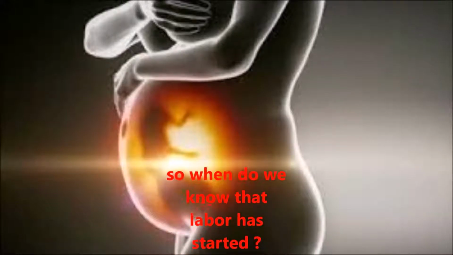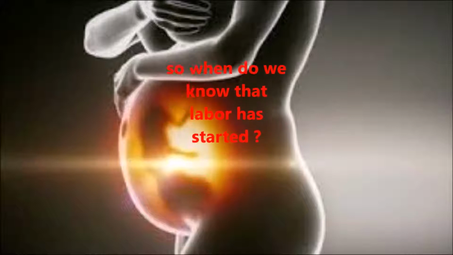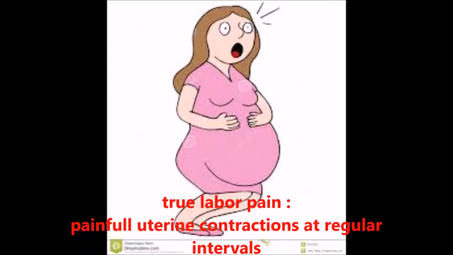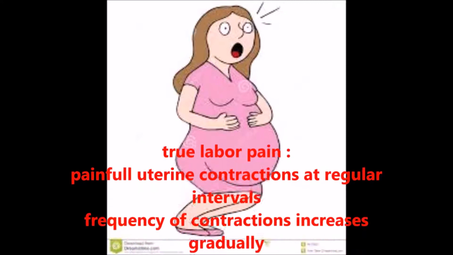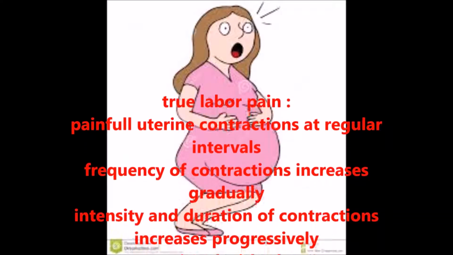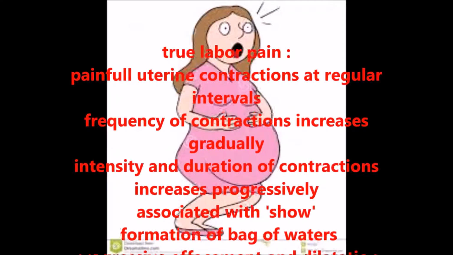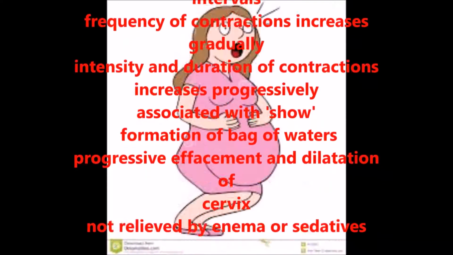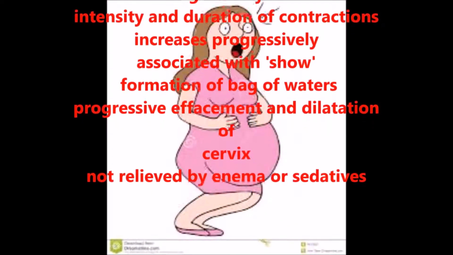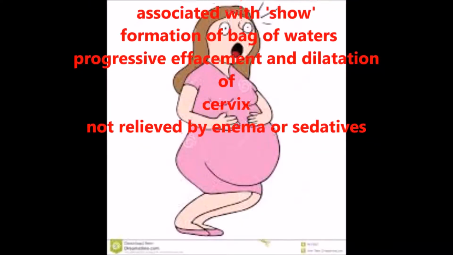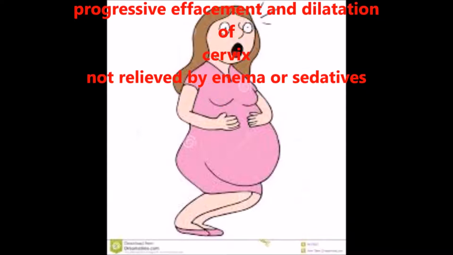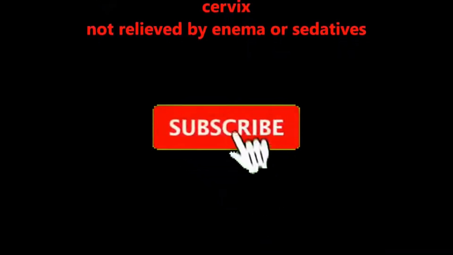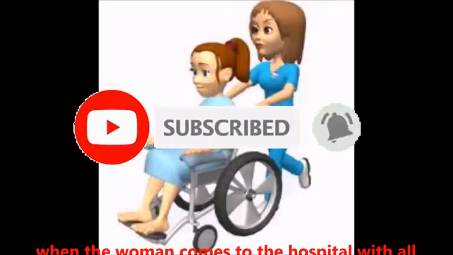So, when do we know that the labor has started? The first and foremost sign is labor pain. A true labor pain is characterized by painful uterine contractions at regular intervals. The frequency of the contractions increases gradually. Intensity and the duration of the contractions increase progressively. It is associated with vaginal discharge called show. Formation of the bag of waters is also seen. There is progressive effacement and dilatation of the cervix, and it is not relieved by enema or sedatives.